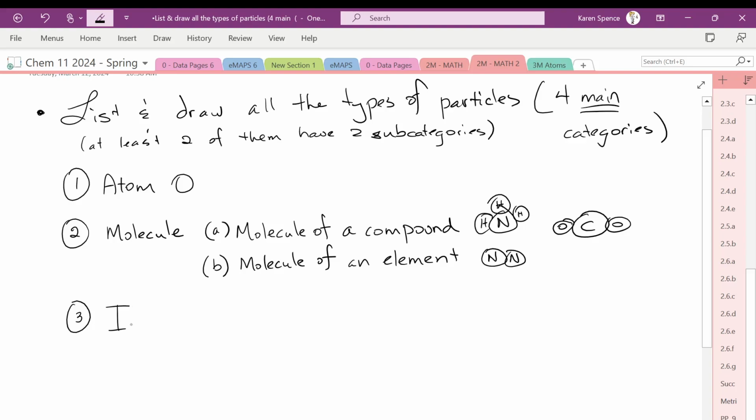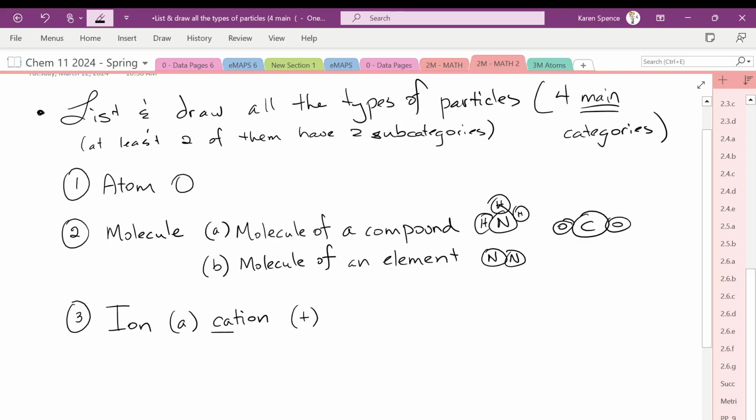Ion. And an ion has subcategories. In fact, there's two different subcategories you could classify it. You could classify them one way, or you could classify them a different way. Yes, although it's pronounced cation. Oh wait, no, it's cation. Because cats have paws, so cations are positive.